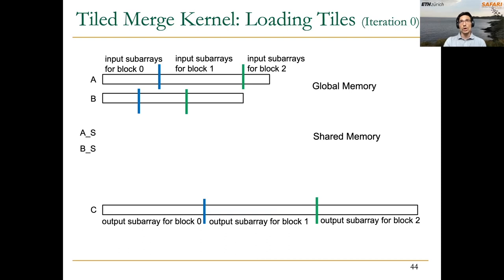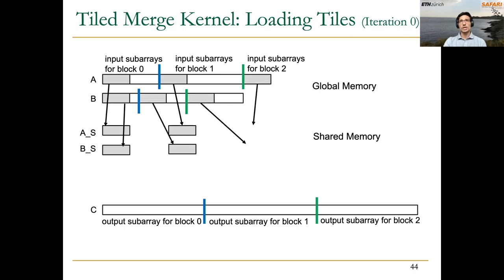So that's what we do next, loading the tiles. The threads in block zero read the whole tile from list A, write it to shared memory, and the same for list B. This is what block one does with the tile from list A and list B, and this is for block two.